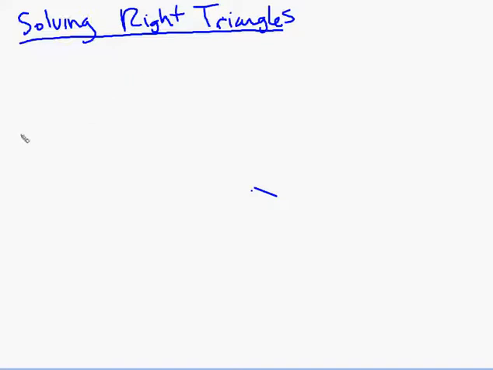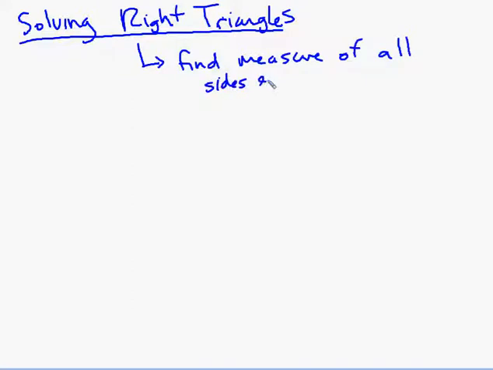So this is solving right triangles. Now I want to focus a little bit on word problems for this, but first let's get used to how we set these up. Whenever we're solving a right triangle, or any triangle, that means find the measure of all sides and angles. Since we do have right triangles, Pythagoras' theorem is in the mix here.